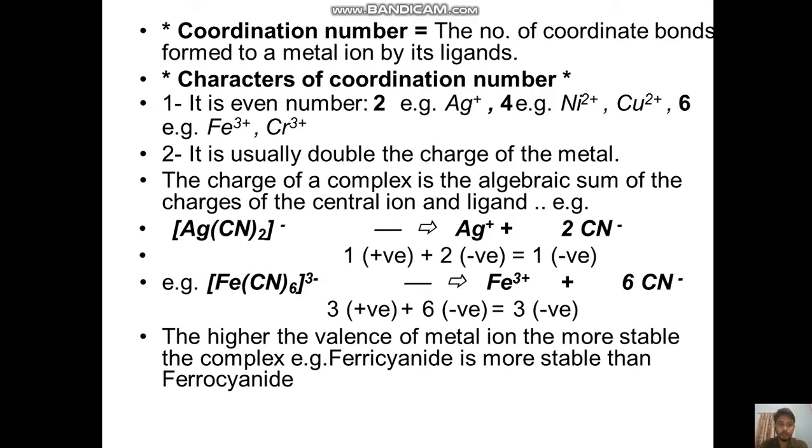The higher the valence of the metal ion, the more stable the complex formation will be. Example, ferricyanide is more stable than ferrocyanide. So here you can see the reaction I have given, formation of FeCl.